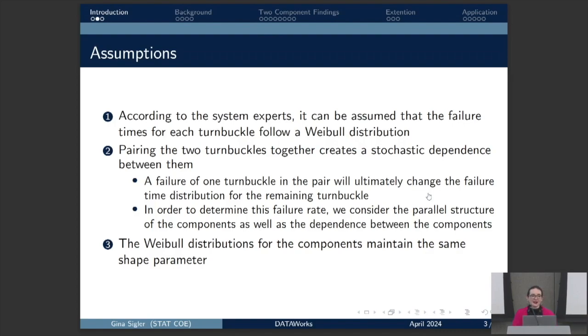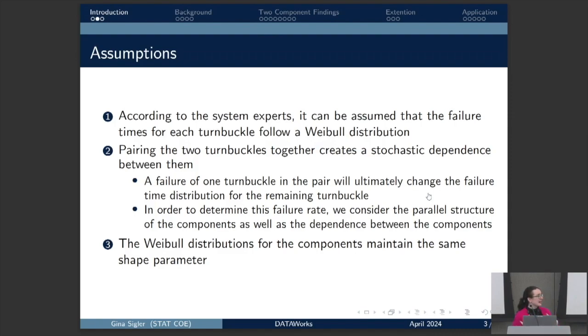Second, my components, these turnbuckles, have a stochastic dependence between them. That means when one fails, the other one is going to fail faster. Not surprising. In the case when I only have the two turnbuckles, all the pressure and weight is going to be on that one. So we expect that it's going to have an increased hazard rate or failure function associated with it. And we have to figure out what that looks like.